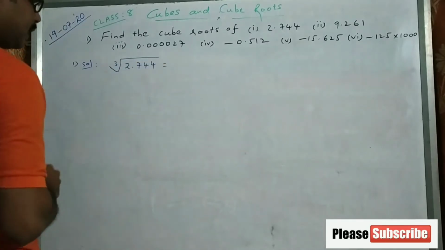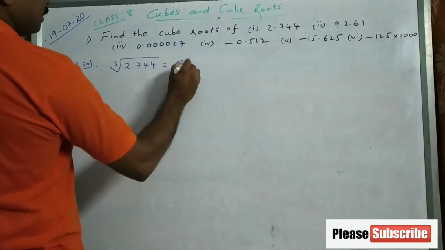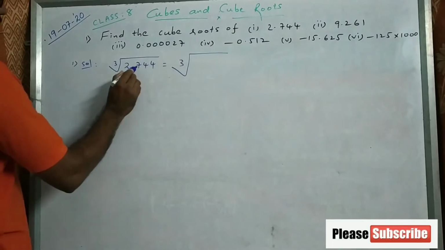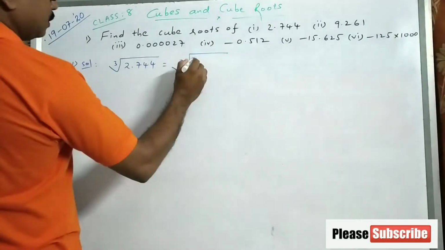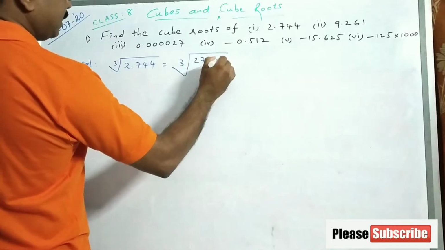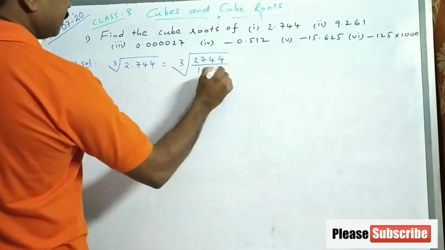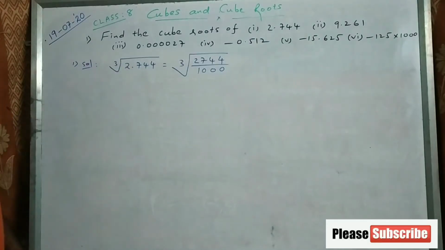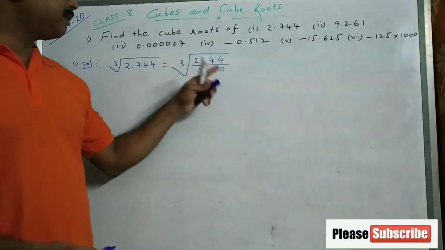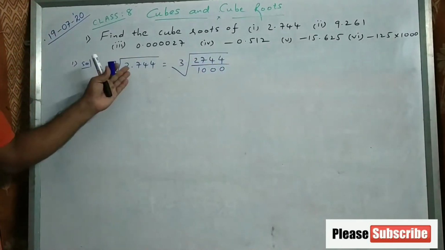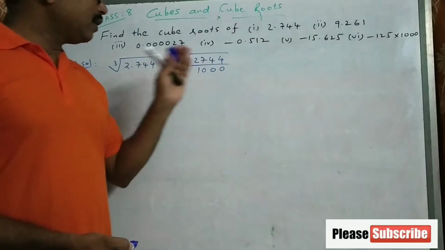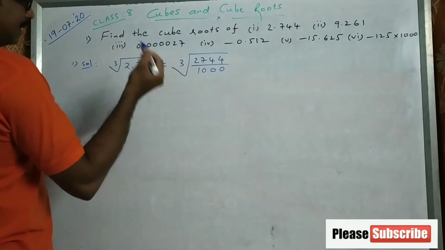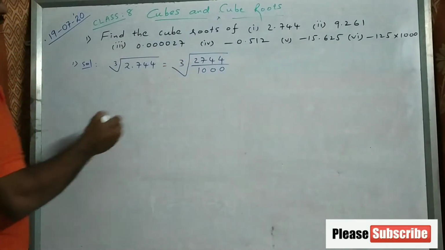Cube root of 2.744. This I can write as cube root of... after the decimal point, how many digits are there? 1, 2, 3. So I can write 2744 by 1000. Did you understand this step? After the decimal point there are 3 digits, so that's why I kept 3 zeros here. Suppose there are 4 digits, you have to keep 10,000 like that. So remove the decimal point and write that many zeros in the denominator.